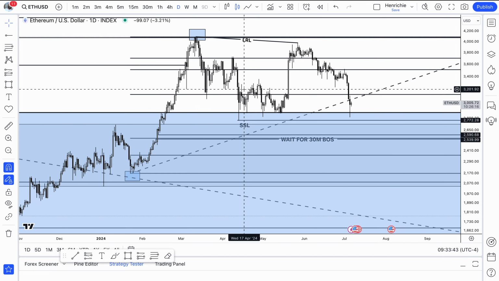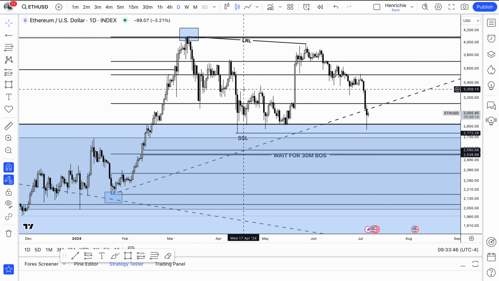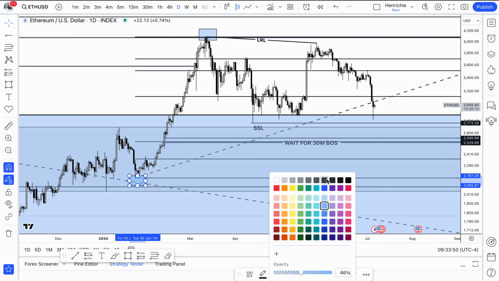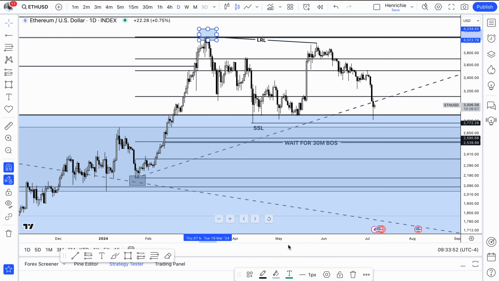And on the daily time frame, as you can see, our overall daily low is right here. I'll make this black so you can actually see what I'm talking about. So our overall daily low is here. Overall daily high is here. So this is the swing low, swing high, and this is my range low, range high.